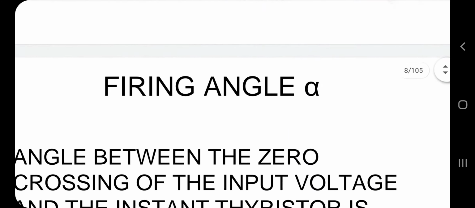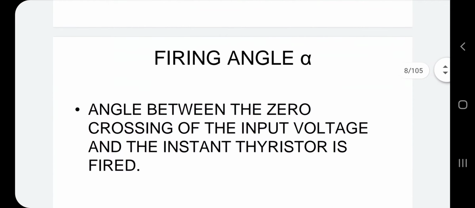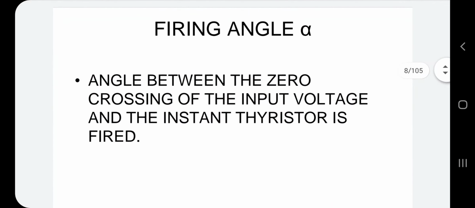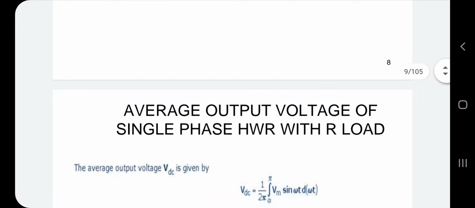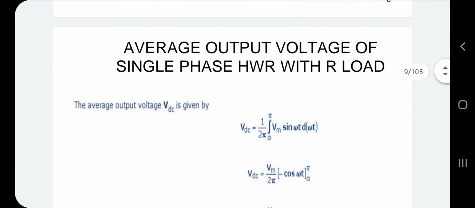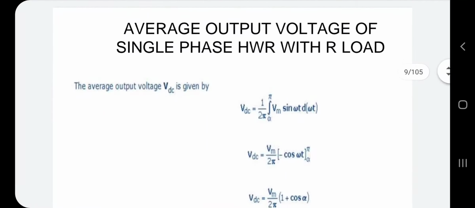Now let us see the firing angle alpha. It is the angle between the zero crossing of the input voltage and the instant the thyristor is fired. That means after triggering of the SCR at a certain angle, after a certain time period, we have that alpha.